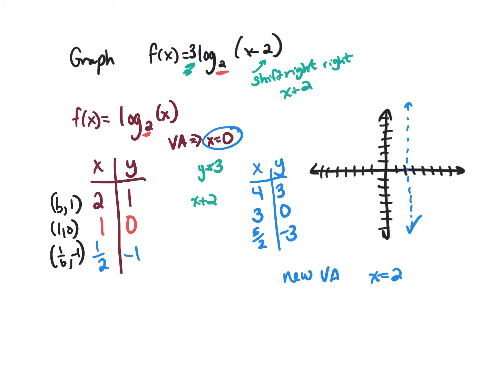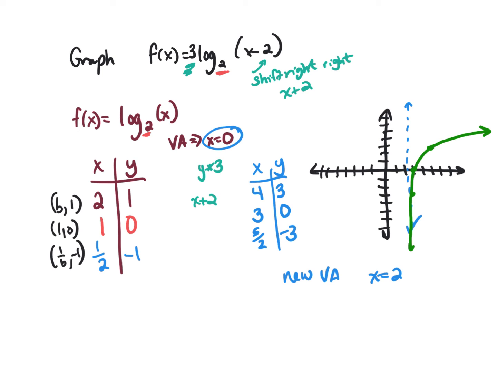And then I'll just plot my points. So I get 4, 3, which is there. I'll get 3, 0, which is here, and I'll get 2.5, negative 3, which is there. And then my log is going to look something like this. And that is my graph.